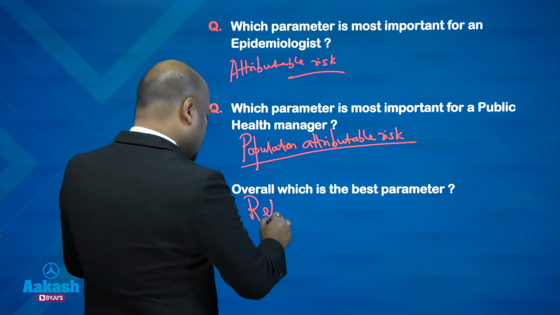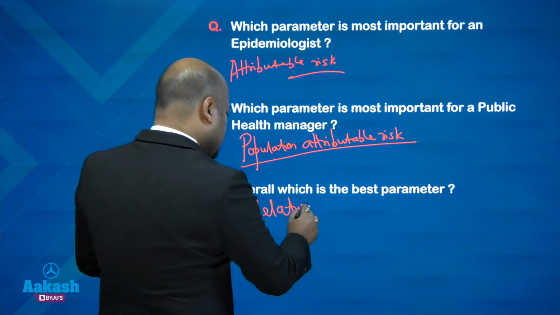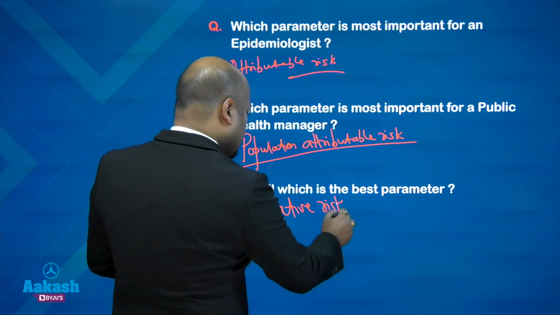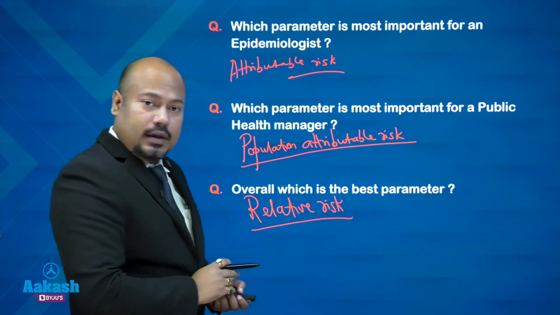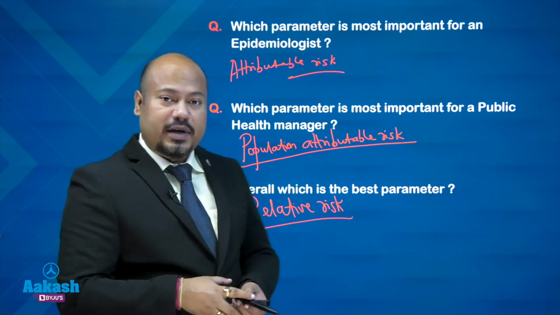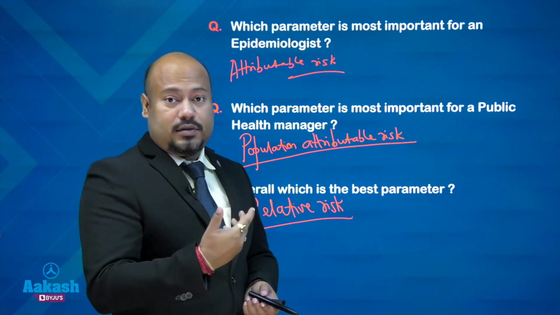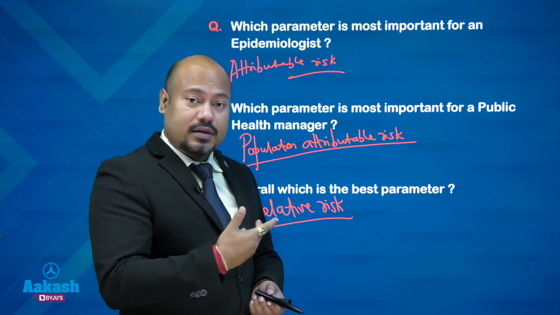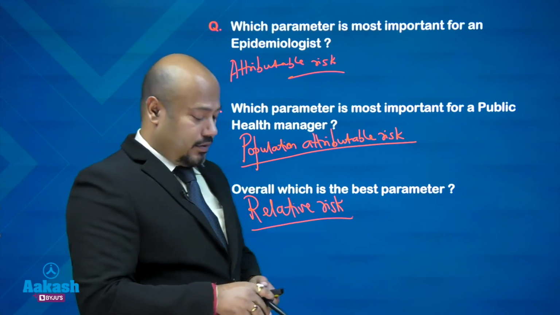Overall, which is the best parameter? Relative risk, because it is giving you a direct indication that if the risk factor is present, or if a person is exposed to that particular risk factor, how much chances of developing a disease or cancer compared to a non-exposed person.